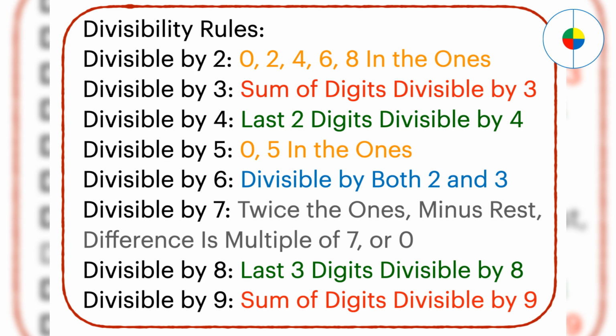Divisible by 6. Numbers which are divisible by both 2 and 3 are divisible by 6. Divisible by 7. If the difference between twice the ones digit of the given number and the remaining part of the given number is a multiple of 7 or it is equal to 0, the number can be divided by 7. Divisible by 8. If the last three digits of a number are divisible by 8, then the number is completely divisible by 8. Divisible by 9. If the sum of all digits of a number is divisible by 9, the number can be divided by 9.